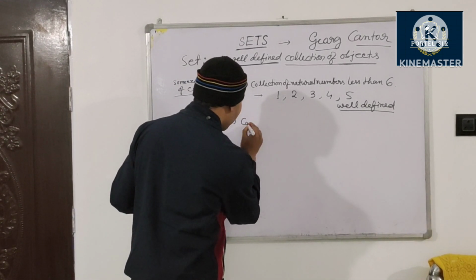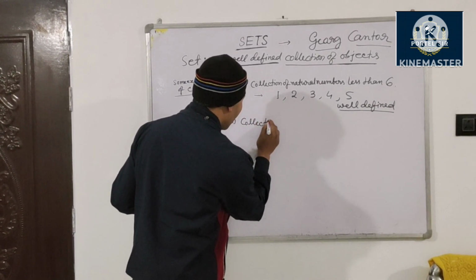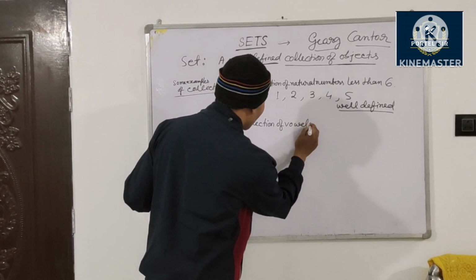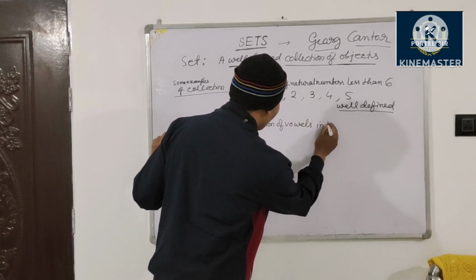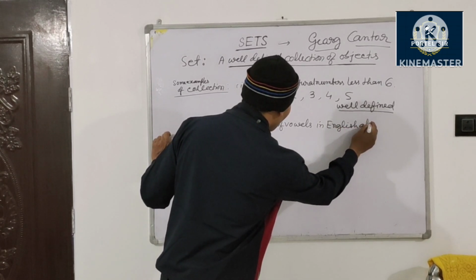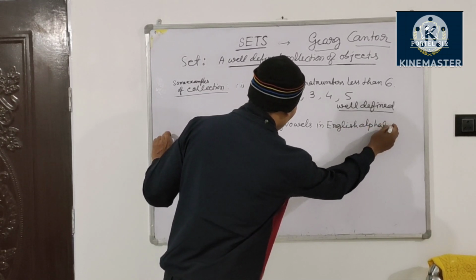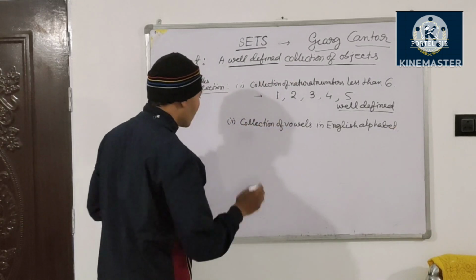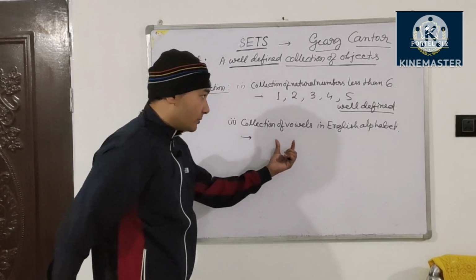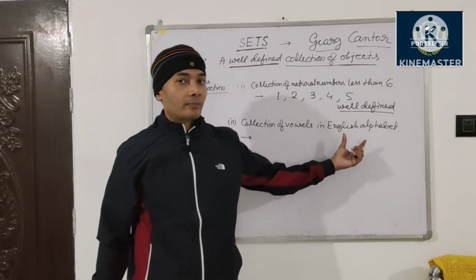Collection of vowels in English alphabet. Tell me, can you tell me what are the collection of vowels in English alphabet?